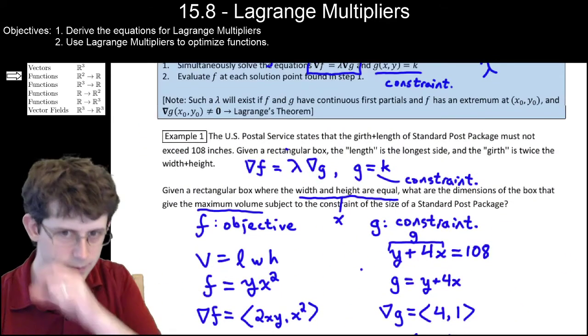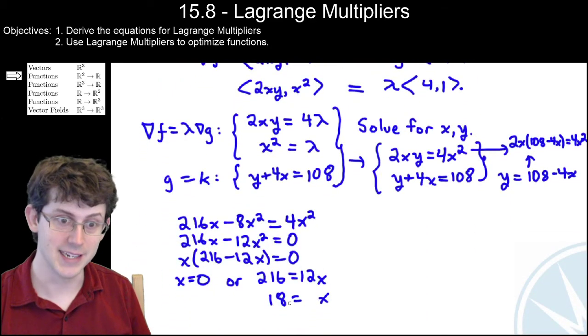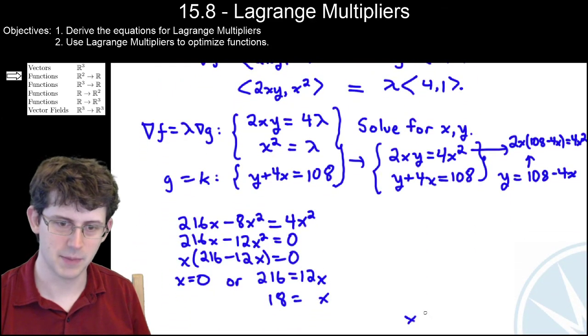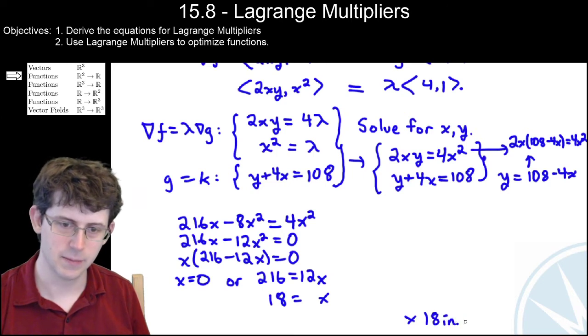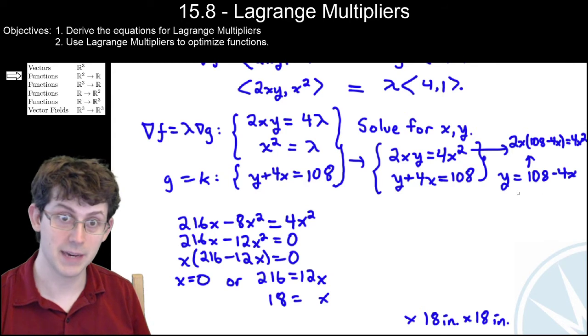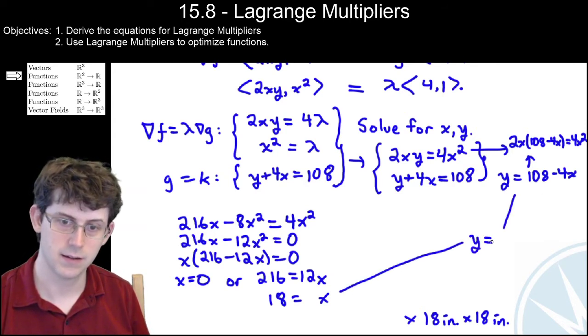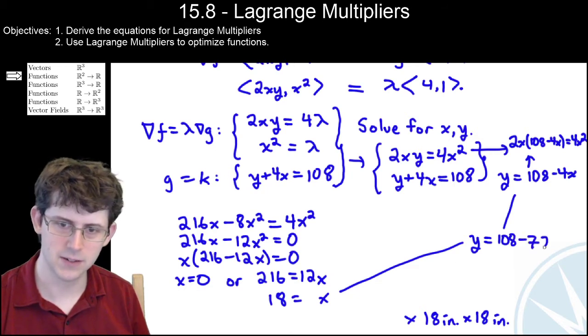What's our final answer? We want the dimensions of the box. Here's the width and height. So it's going to be something by 18 by 18. Y equals 108 minus 4x tells us the other dimension. 4 times 18 is 72. So y is 36.